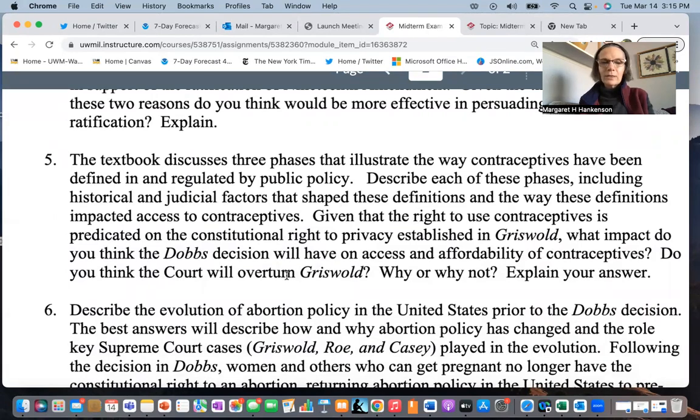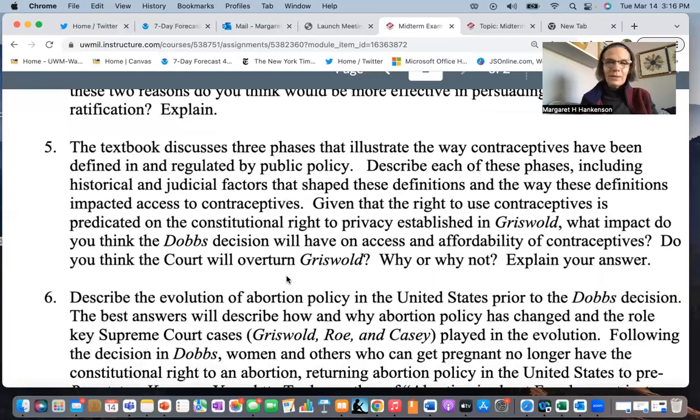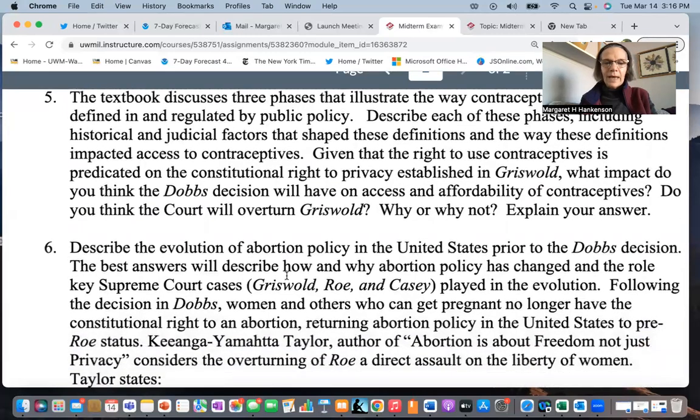Given that the right to use contraceptives is predicated on the constitutional right to privacy established in Griswold, what impact do you think the Dobbs decision will have on access and affordability to contraceptives? Do you think the court will overturn Griswold? They overturned Roe, but they didn't overturn Griswold. Do you think it will come to overturning the right to privacy as established in Griswold? Why or why not? Explain your answer. Okay. You can pull upon the post-Dobbs world lecture in answering this question as well. But the phases of contraceptive policy are outlined in the textbook.